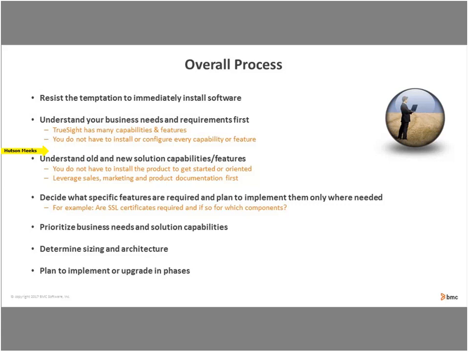Decide what specific features are required and plan to implement them only where needed. So, for example, the entire stack can support SSL certificates and secure communications between the different components, but that doesn't mean you have to implement that up and down the entire stack. As an example, the data collectors, which are patrol agents, can communicate via TLS up to what we call the integration service nodes, and that could be thousands of agents communicating like that.